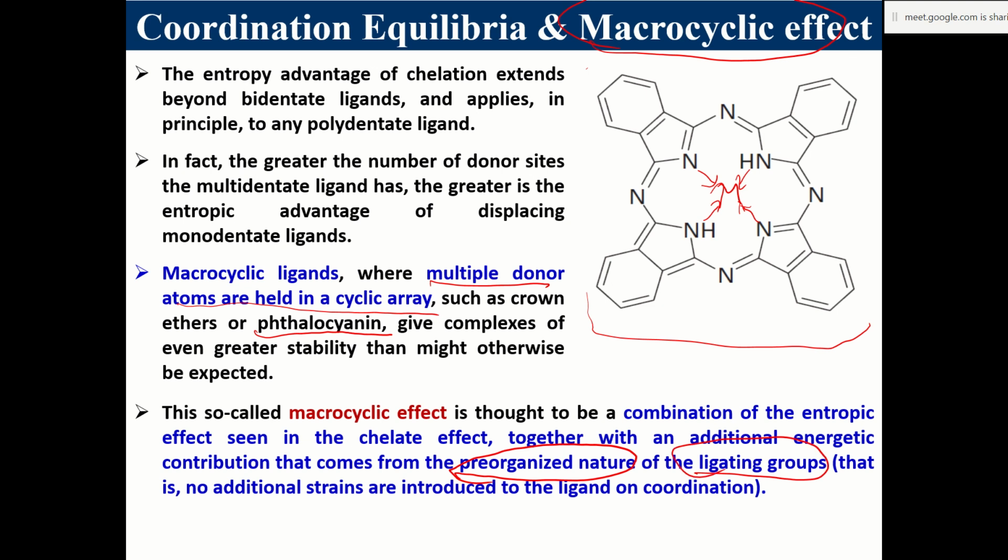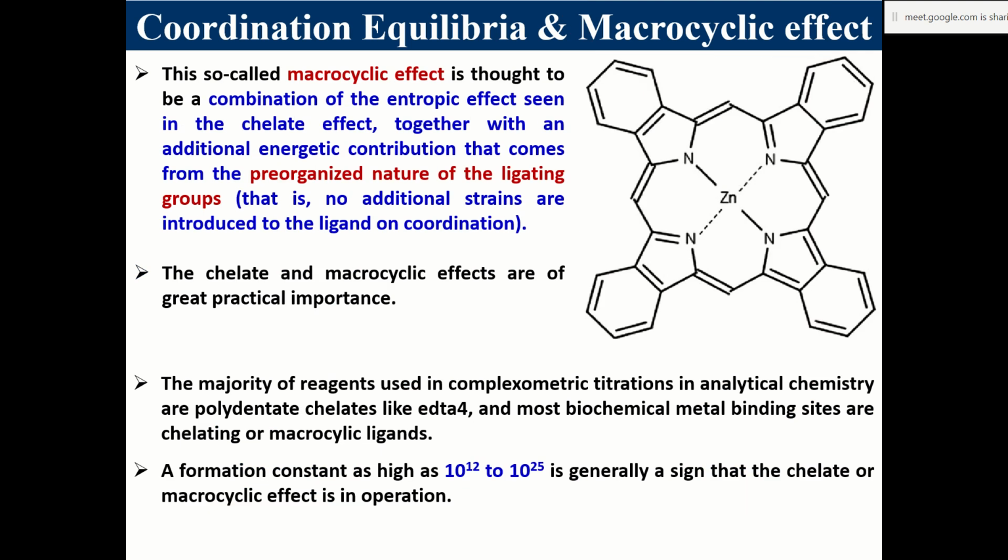The ligand is pre-organized, पहले से ही रिंग बना हुआ है, तो रिएक्शन के दौरान कोई भी स्ट्रेन डेवलप नहीं हो रहा है, और इसलिए ये और भी ज़्यादा स्टेबल होता है. So no additional strain is generated during the coordination of this ligand with the metal, and this is the macrocyclic effect. बाकी सब तो जो आपने पहले पढ़ा वो सब ठीक है, उसके अलावा ये एडिशनल फैक्टर है.